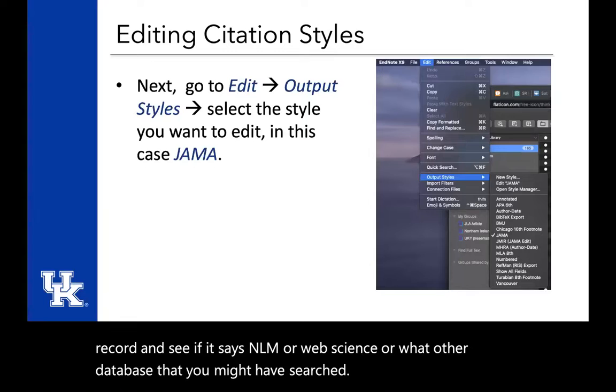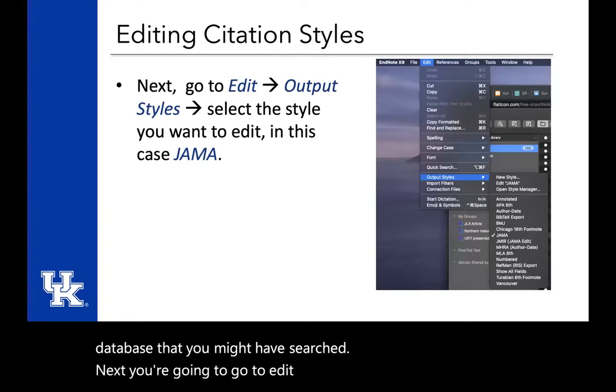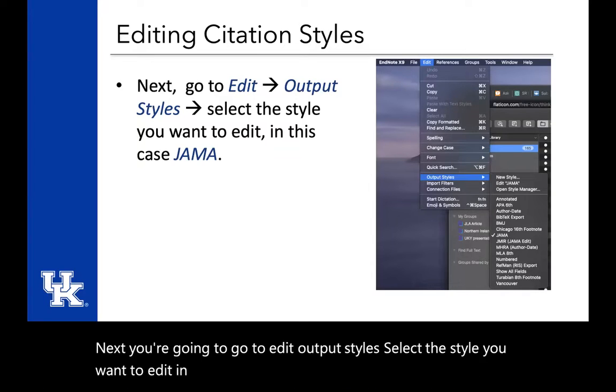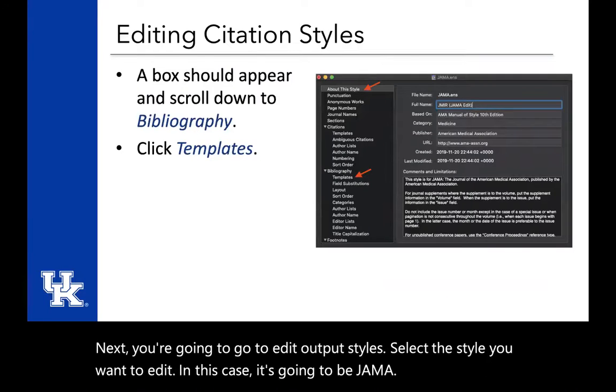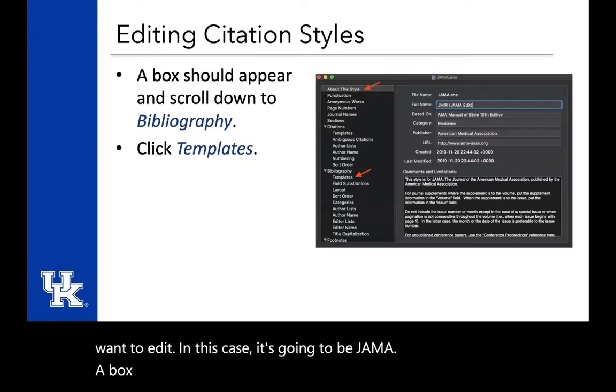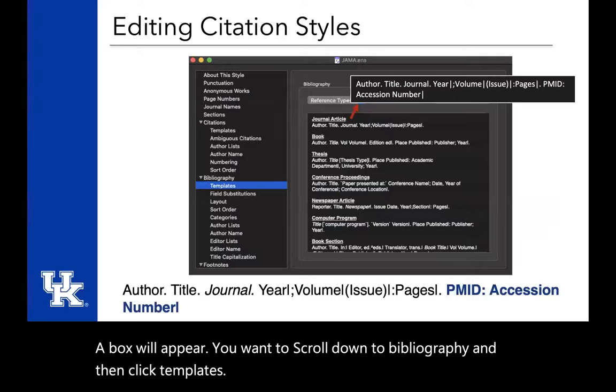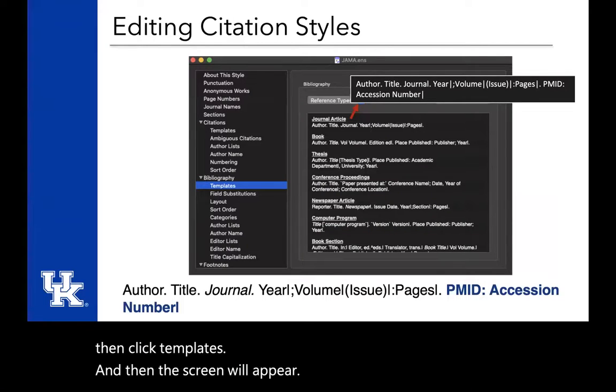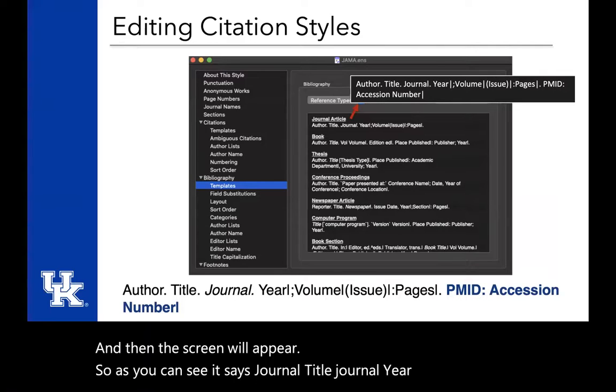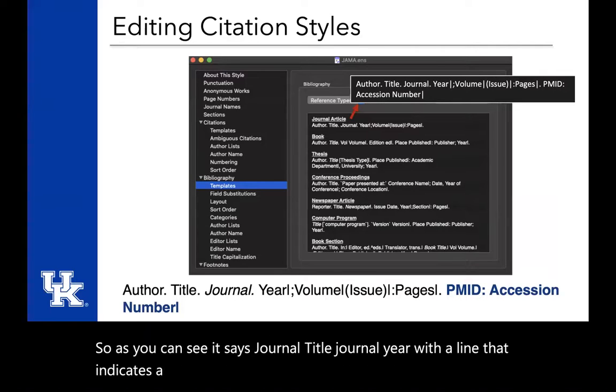Next, you're going to go to Edit, Output Styles, select the style you want to edit, and in this case, it's going to be JAMA. A box will appear. You want to scroll down to bibliography and then click templates. And then this screen will appear. So as you can see, it says journal title, journal year with a line that indicates a space, volume, issue, and pages. We want to add the PubMed accession number.